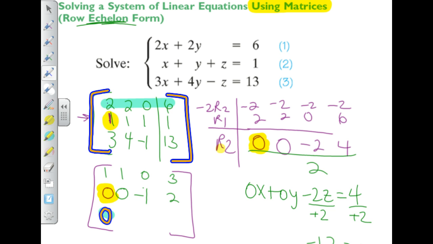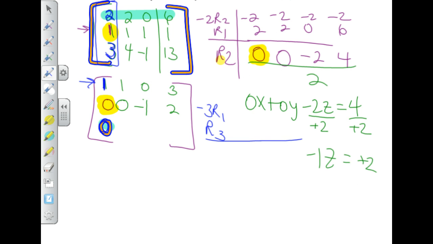And the rule states, if you're in column 1, use row 1. So I'm in column 1 to try to get this 0. So I want to use row 1, and I'm going to use this 1 to get a 0. Well, I've got a 3 from this, but remember, I'm not really using this 2, I'm really using this 1. So all I have to do is multiply this 1 by negative 3. So negative 3 times row 1 and add it back to row 3 will give me a new row 3. Let's see if that works.